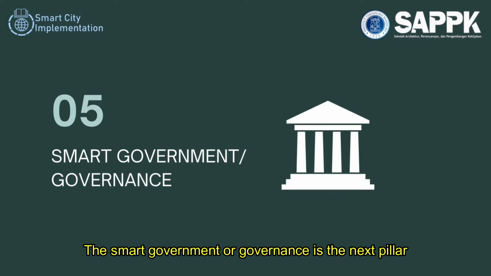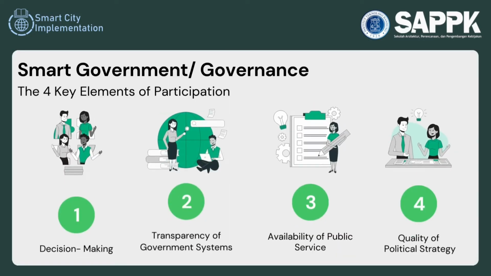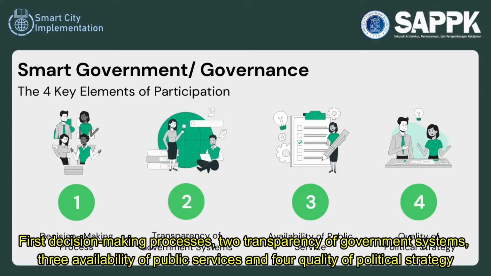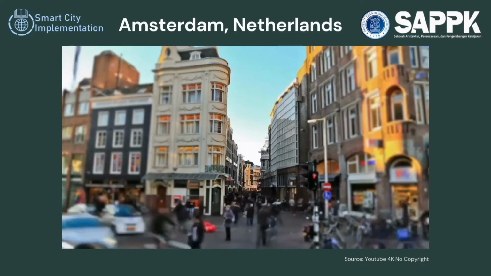The smart government or governance is the next pillar. The elements in the smart government implementation are 4 key elements of participation. First, decision-making process. Second, transparency of government systems. Third, availability of public services. And fourth, the quality of political strategy.